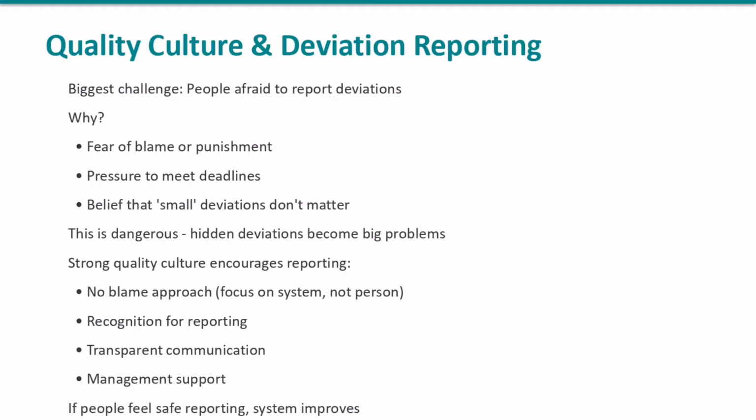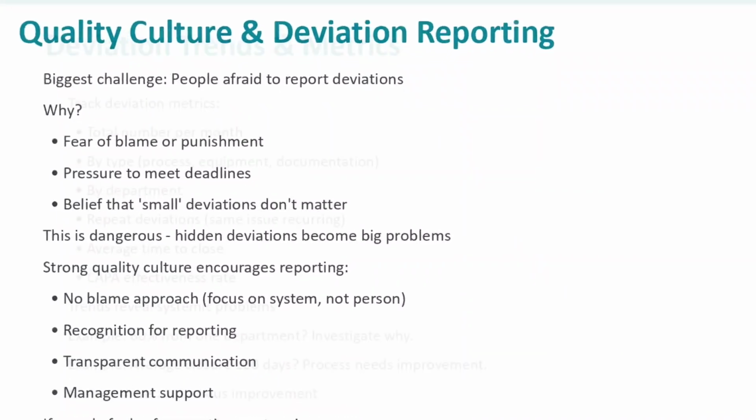A strong quality culture encourages deviation reporting with a no-blame approach that focuses on system, not person, recognition for reporting, transparent communication, and management support. If people feel safe reporting deviations, the system improves.